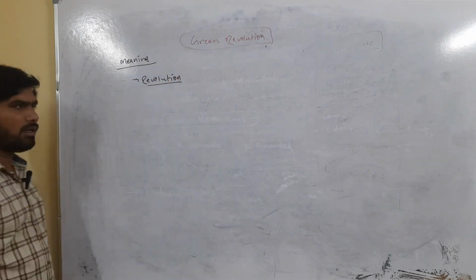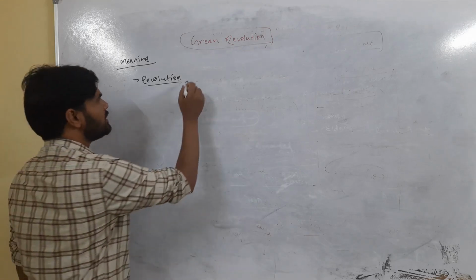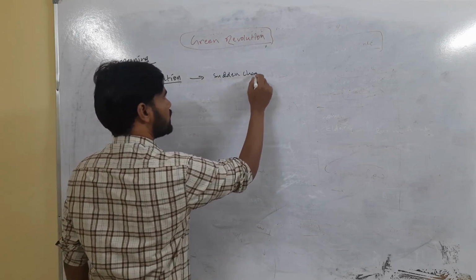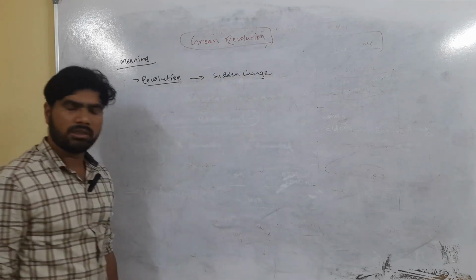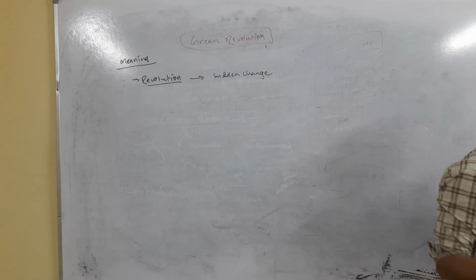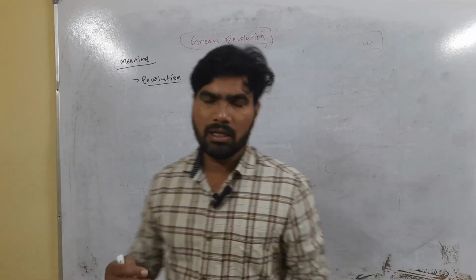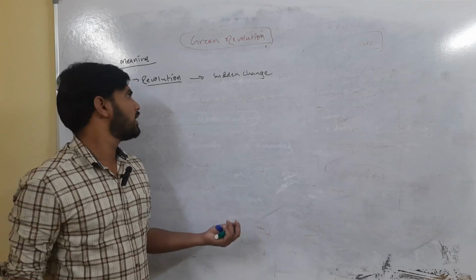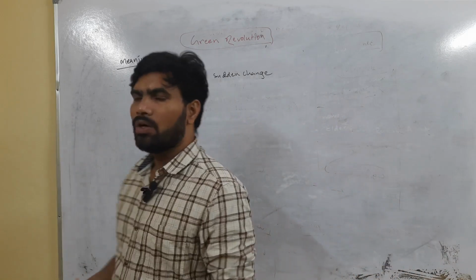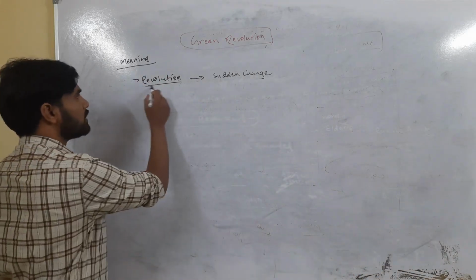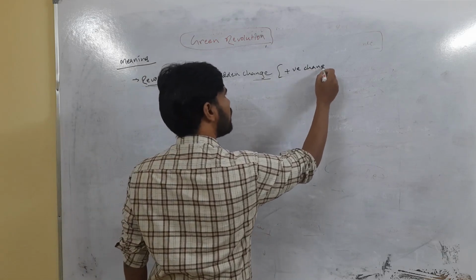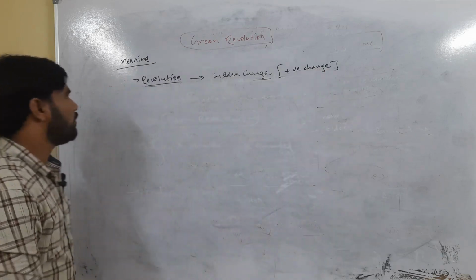Revolution, what generally will be the meaning of the word revolution? Generally it tells us a sudden change. You might have heard words like industrial revolution, which has a common link with the green revolution. Industrial revolution means a sudden increase or sudden change in the production of the industrial sector. On that line, revolution is a sudden change, generally taken as a positive change.